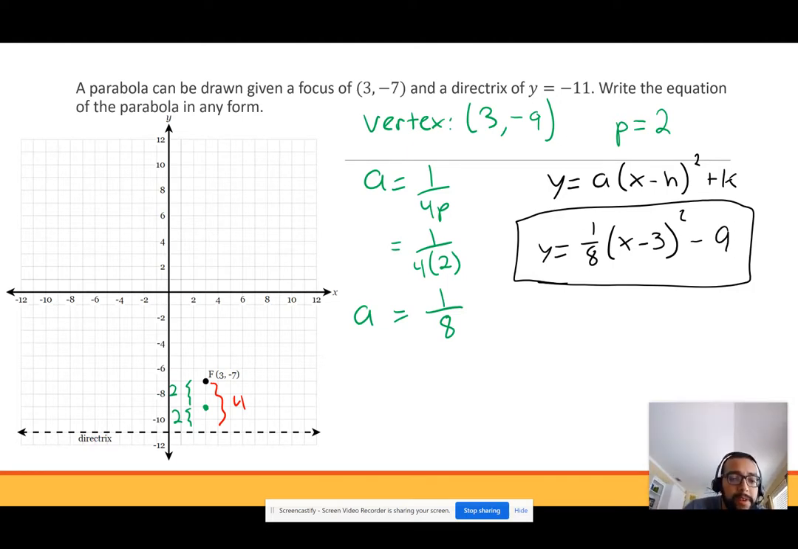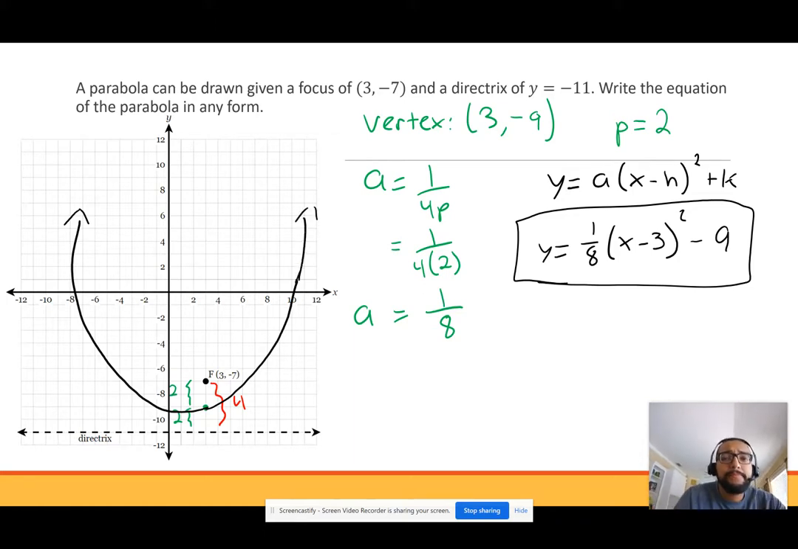The vertex right there is always either your max or your min. How do I know which way it opens? Your focus is always on the inside of your parabola. I'll say that again. Your focus is always on the inside of your parabola. Since the focus is up here, that means it must open up. If my vertex was on the other side of my focus and my directrix is on the other side, which you'll see in a bit, then that means it would open down.